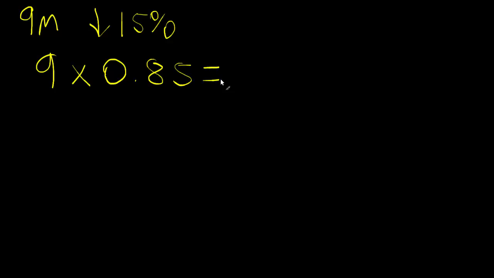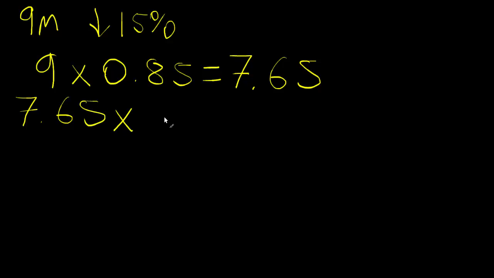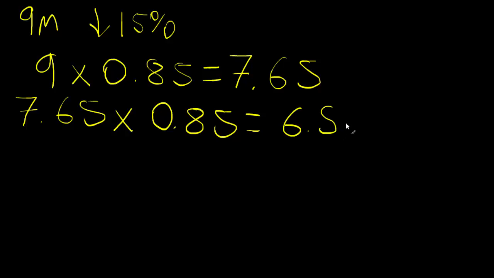So we complete that using our calculator, and we would get 7.65. Then to find out the total in year 2, we would do 7.65, and then reducing that by 15% by multiplying by 0.85. And that would give us 6.5025. So that's how thick the ice caps are after 2 years.